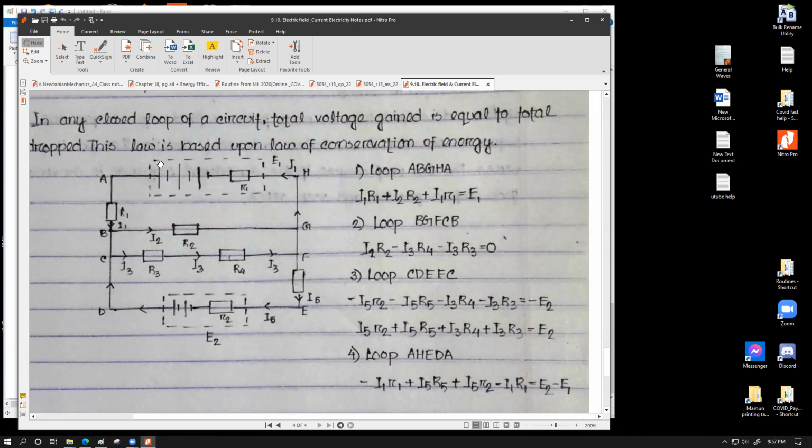Here we have a large battery with an EMF E1. It has an internal resistance of R1. And then we have a basic resistance of capital R1. And then there comes a junction B, and there is another branch like this, and here comes another current flow like this.